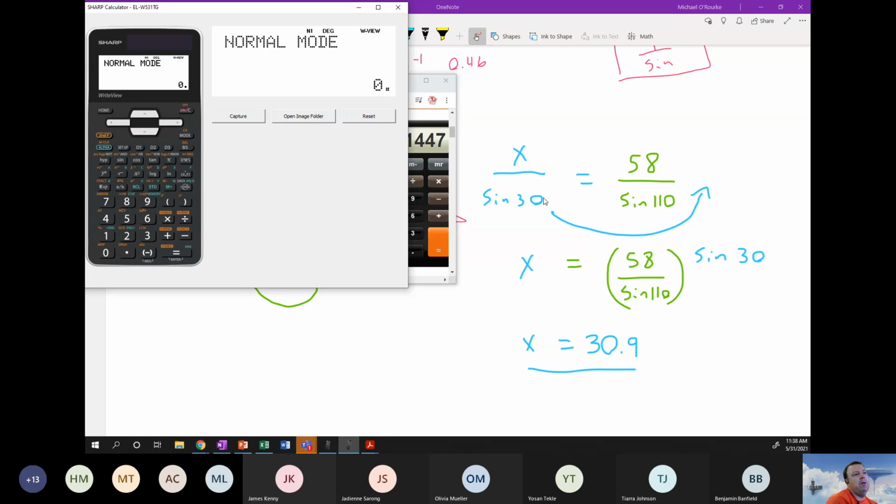Okay, so let's walk through here. First thing I want you to do, go 58 divide by sine 110 and press equal. You get 61.7. Then go times sine 30, then press equals. Did we get, okay, no problem.